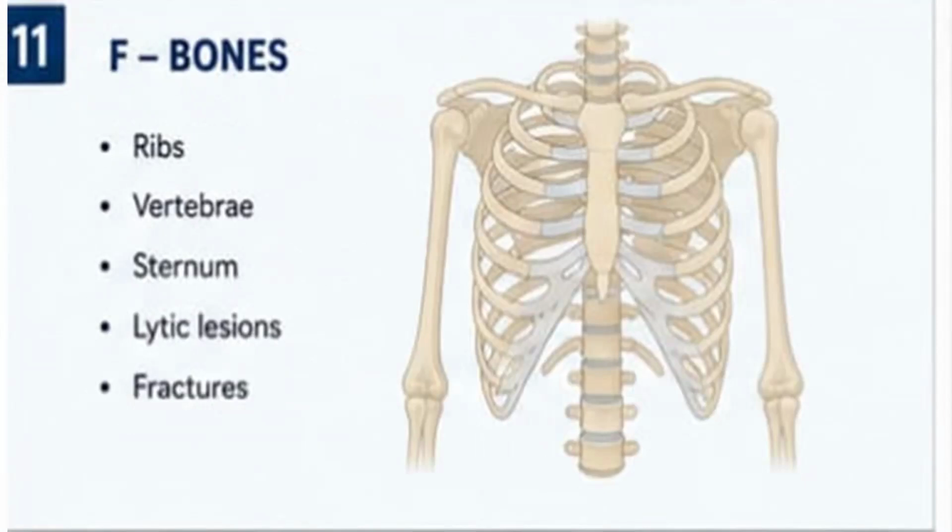Finally, review the bones. Look carefully at the ribs, vertebrae, sternum, and clavicles for fractures, lytic lesions, or other abnormalities. Many important bone findings are detected incidentally on CT chest.